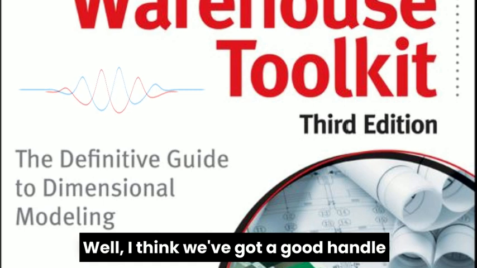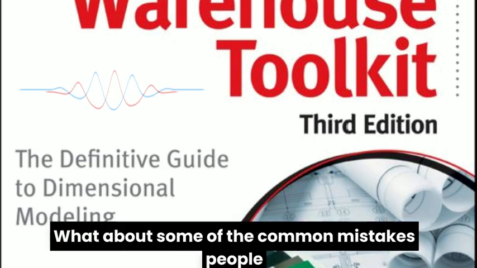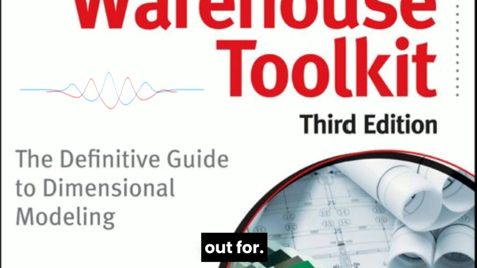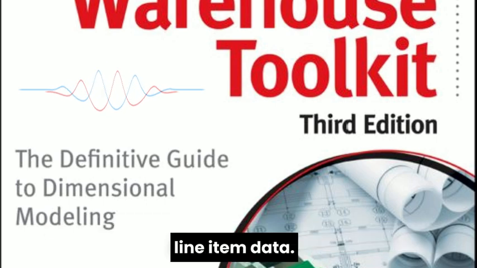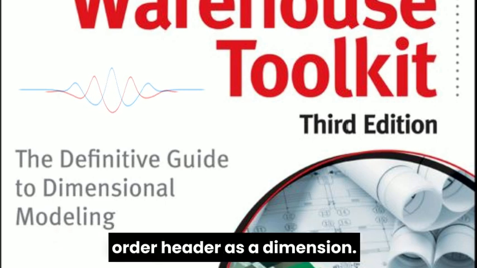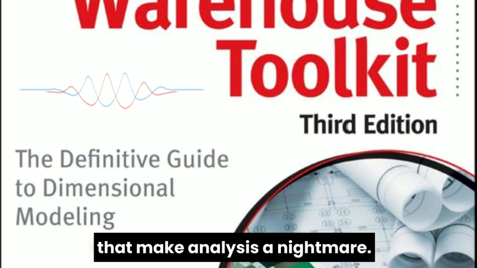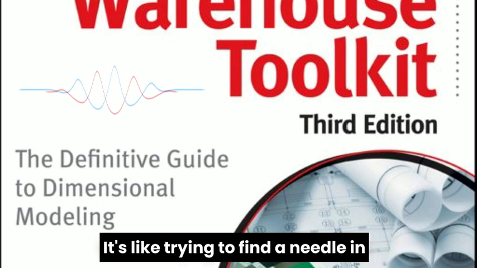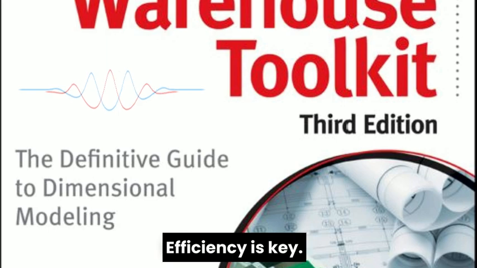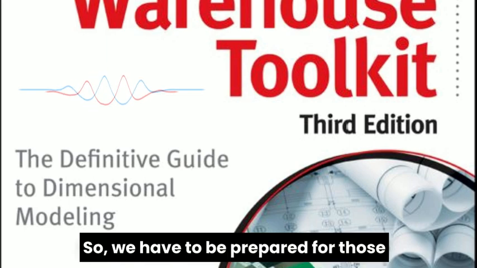All right, well, I think we've got a good handle on those basic building blocks of order management data. I think so too. But I'm curious, what about some of the common mistakes people make when they're putting it all together? Oh, there are definitely some traps to watch out for. The book mentions some pitfalls with that header line item data. A common one is simply replicating your operational order header as a dimension. It seems logical, right? But it can create these massive, unwieldy dimensions that make analysis a nightmare. It's like trying to find a needle in a haystack. You need a model that's clear, concise, easy to work with. Efficiency is key. And real-world data is rarely neat and tidy. So we have to be prepared for those curveballs.